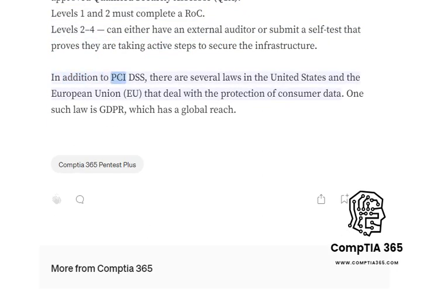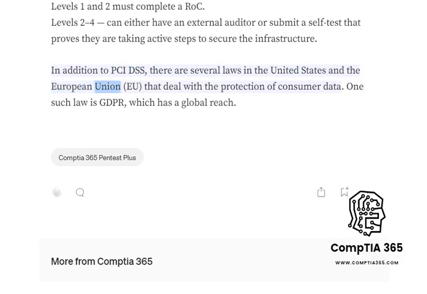In addition to PCI DSS, there are several laws in the United States and the European Union, EU, that deal with the protection of consumer data. One such law is GDPR, which has a global reach.